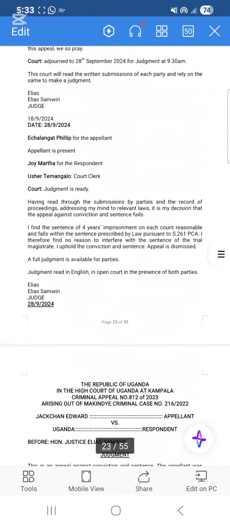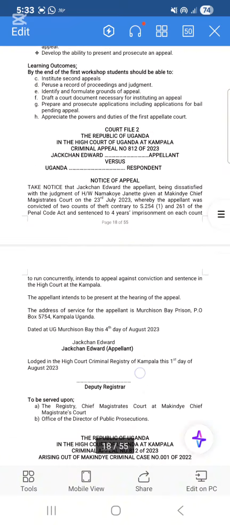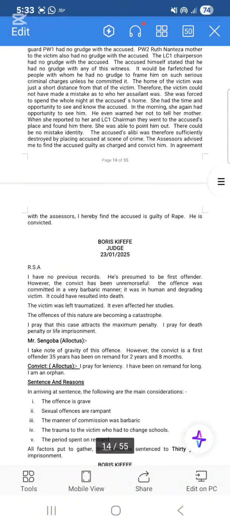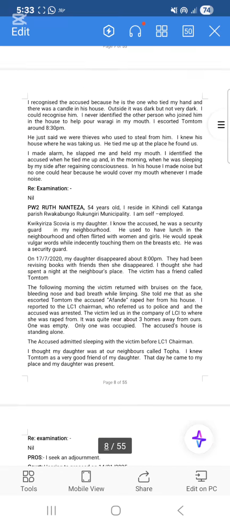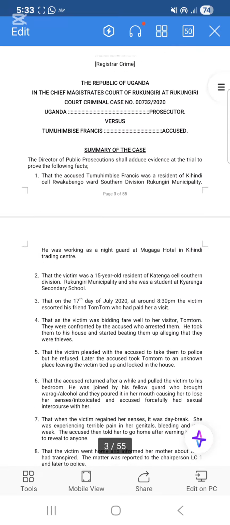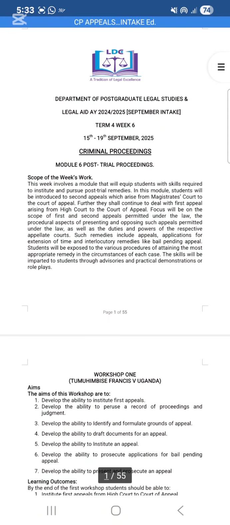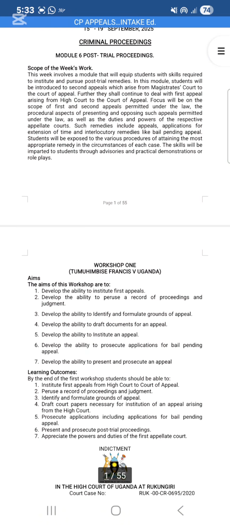Just like the way you have seen, you pay attention to the judgment and confirm whether there are no procedural irregularities in the record of proceedings. And once you have the grounds, then you are good to go. Actual appeals can become the very easiest to do.